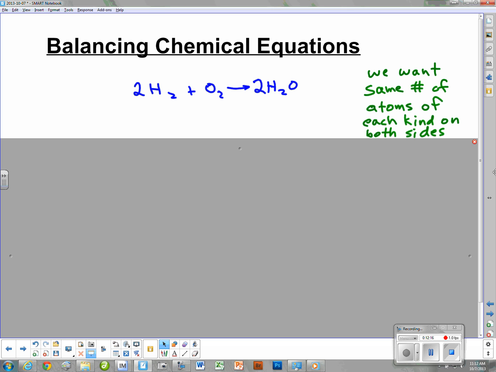If you look on the left side, you're going to have 2 times 2 hydrogens, which is 4. 2 times 2 hydrogens here is 4. 2 oxygens here because of the subscript, and 2 oxygens here because of the 2 coefficient. So what we're accomplishing is what I wrote in green there.